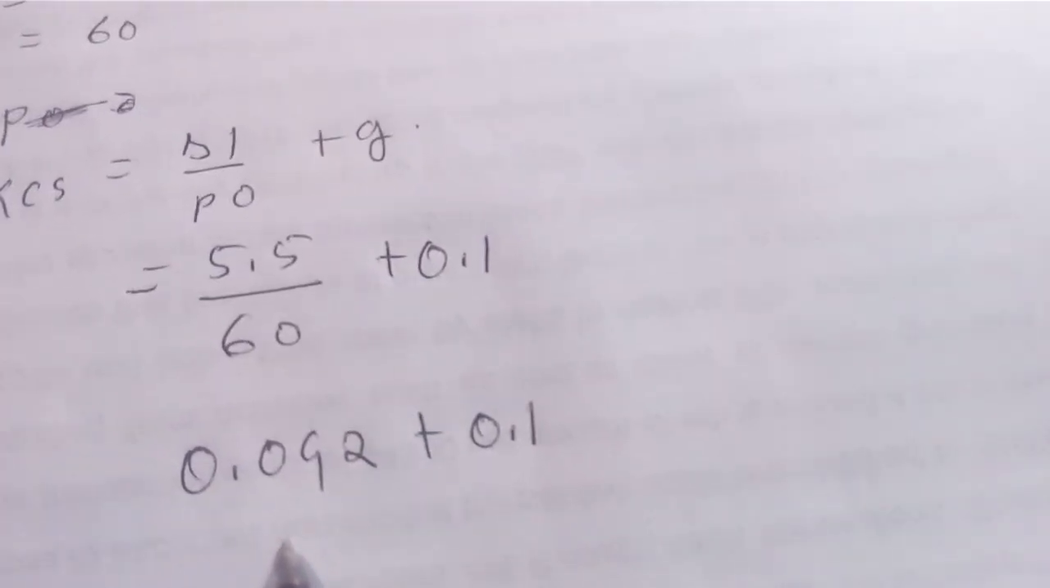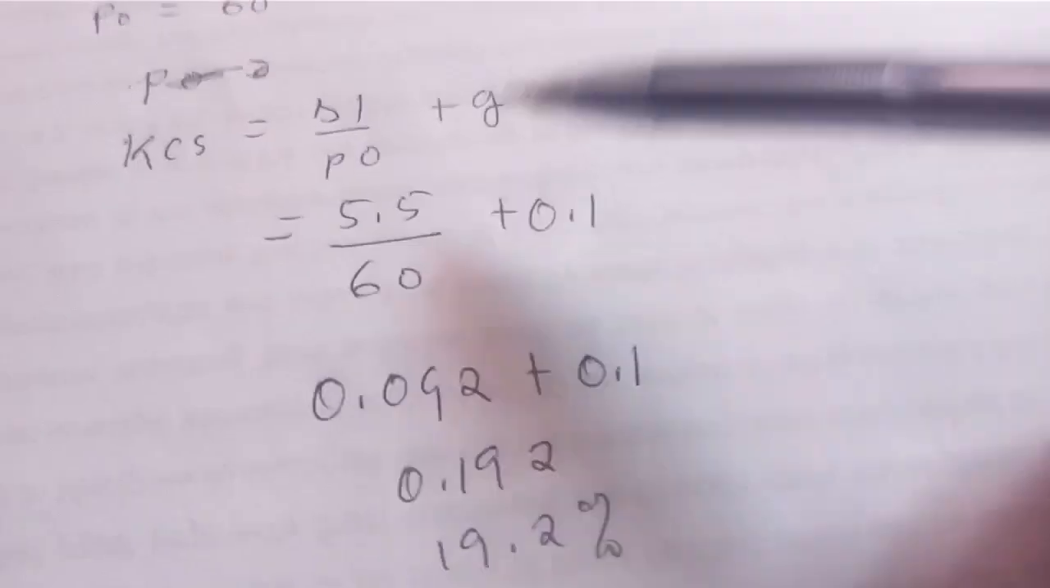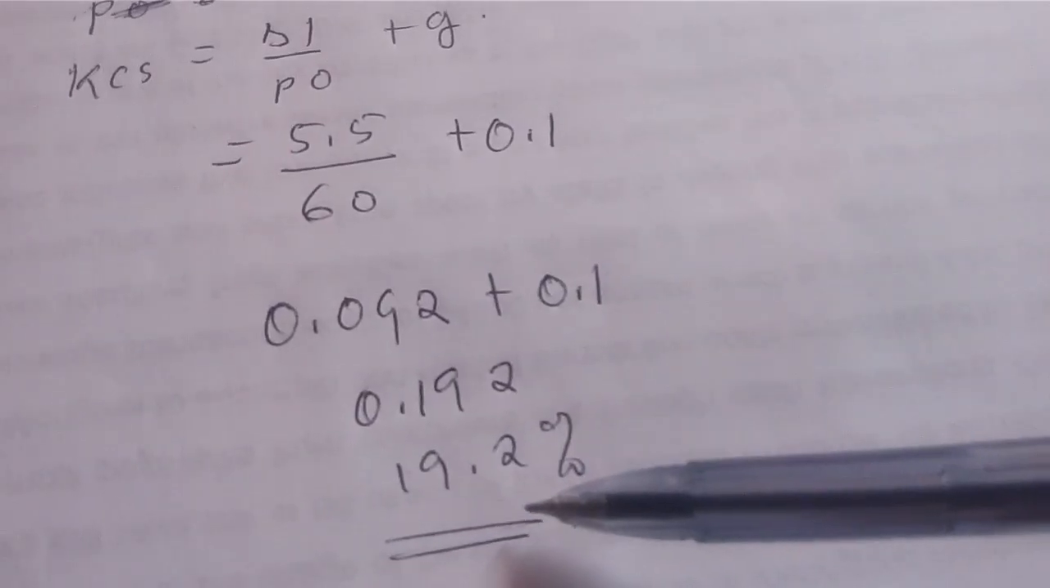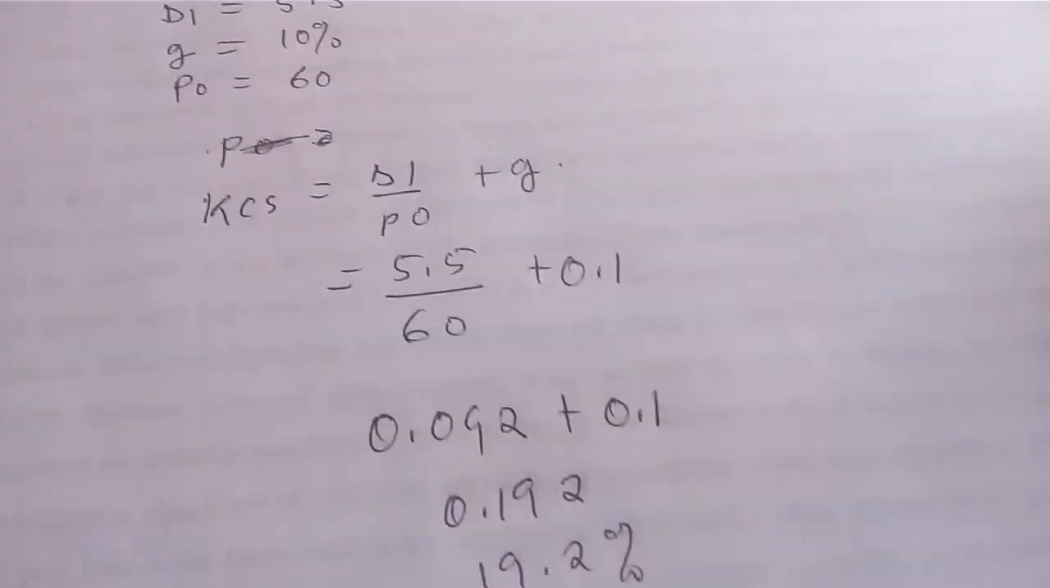So we are getting 0.192, which is 19.2%. So this is the overall total cost of common stock. So in this case, we are looking at the internal equity.